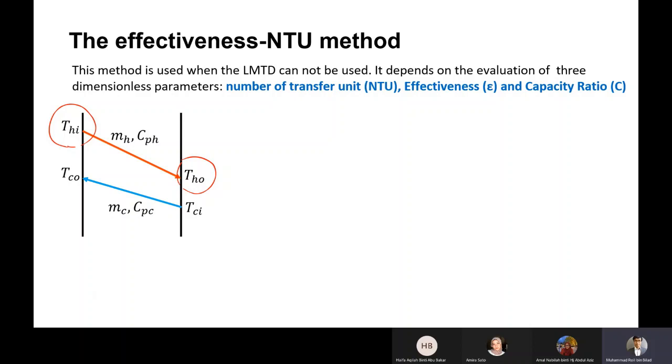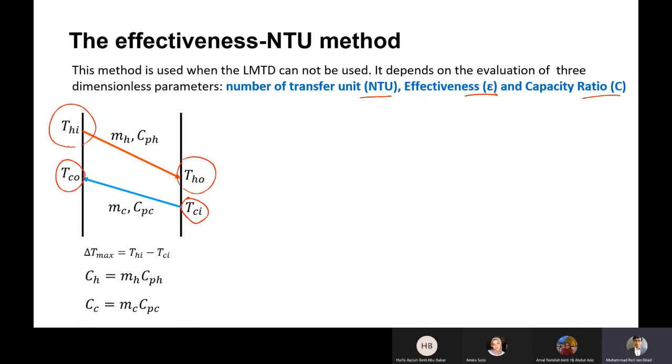Similarly, we have a cold fluid coming in at a temperature of T_C,in with a Cp cold and at a certain mass flow rate of m_cold, and then it goes out as T cold out. So we have some definitions. We need to know what is NTU, what is the effectiveness factor, and what is the capacity ratio, if you have this kind of system.